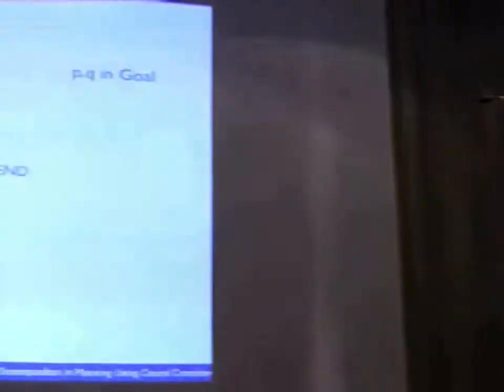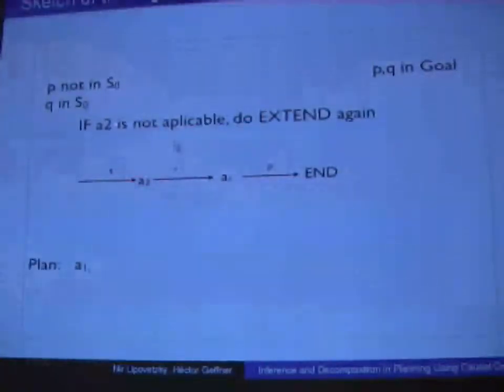So let's see informally an example of how the algorithm solves. Let's say that Q is in S in the initial state and P not, and both atoms are in the goal. So we will start with the end action, and the first thing that we have to do is to extend the open precondition P. We will find a path that has to be consistent, and the first action is applicable. We'll apply the first action, and then let's say that there is another precondition in A2 that is not achieved in the state, and therefore A2 is not applicable.